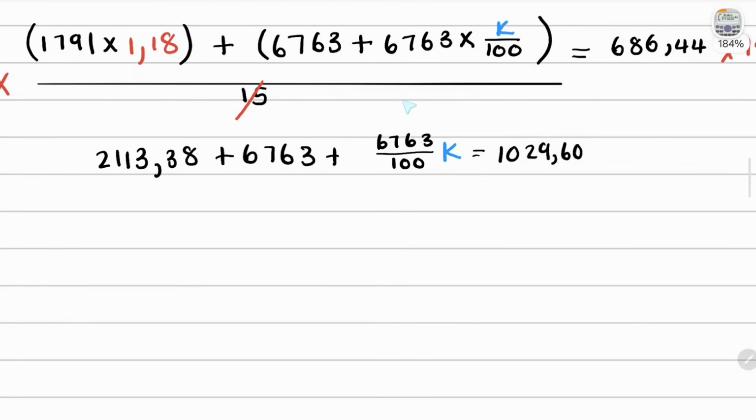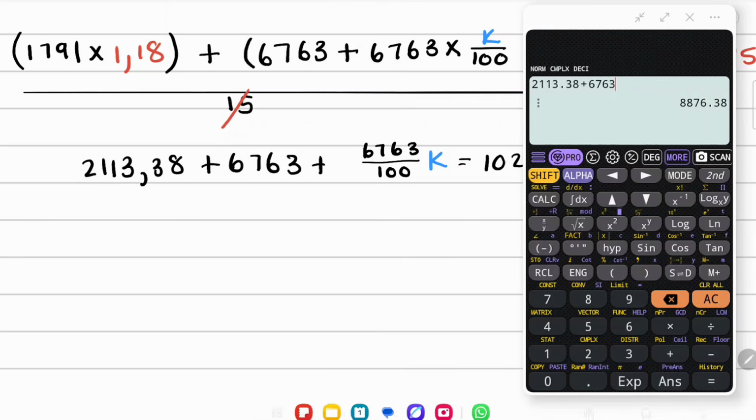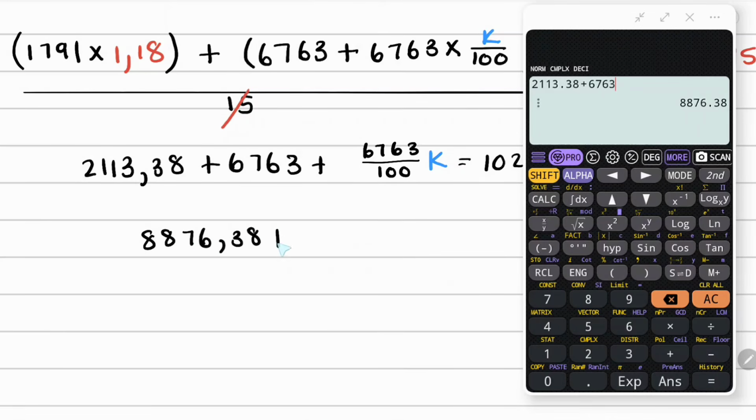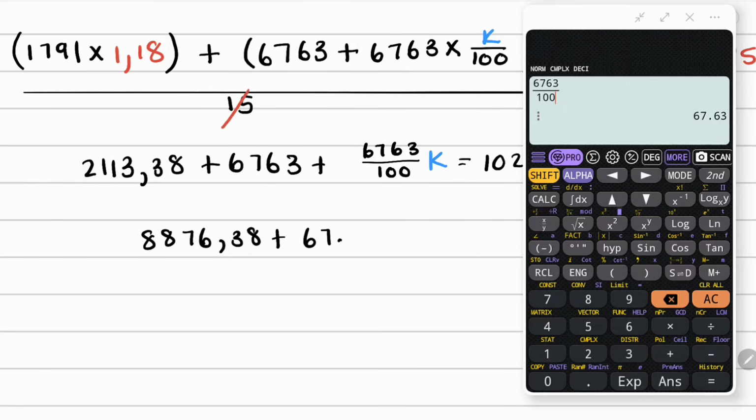And now you see that to get closer to k, you need to get rid of these, because they can add together. So let's just add them together and then get rid of it. Together they give us 8,876.38, and you still have this. Well, you might as well divide it by 100. So 6763 divided by 100 gives us a nice looking decimal, 67.63, and then k, and then our answer, of course.